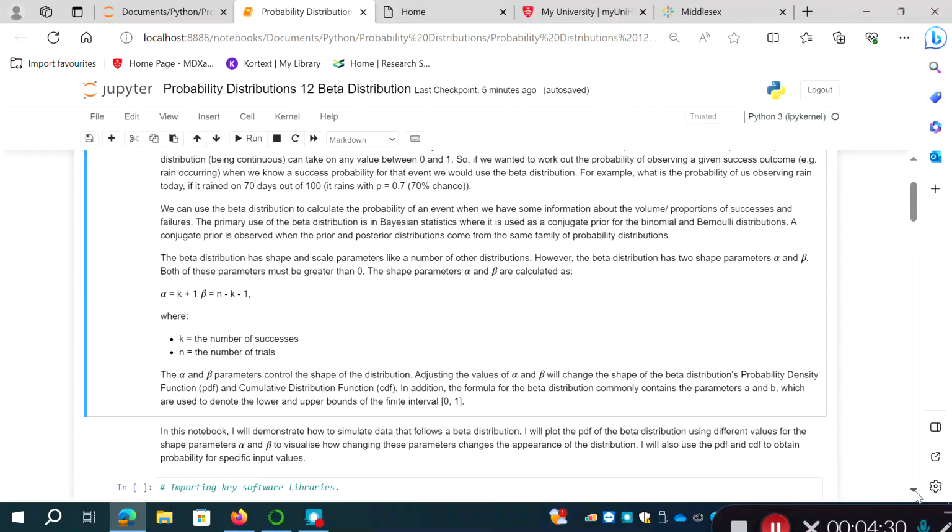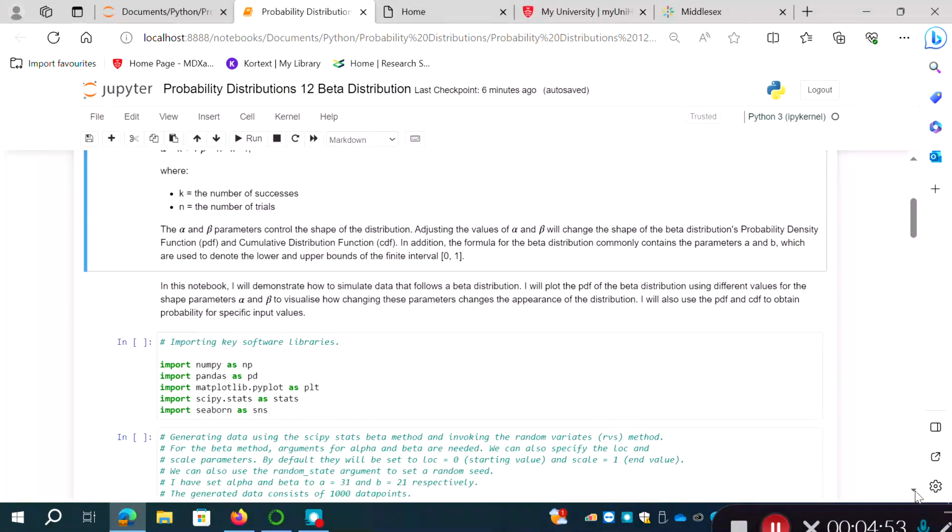Okay, so changing these shape parameters changes the shape of the distribution. The beta distribution is quite a flexible distribution, and that's one of the appealing things about it. It's why it's useful as a conjugate prior, because you can change the shape and get it to follow certain shapes that might be appropriate for the model that you're trying to use.